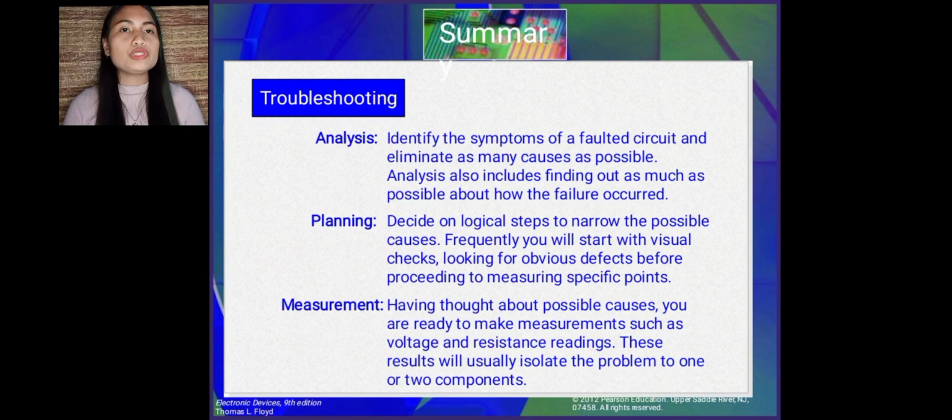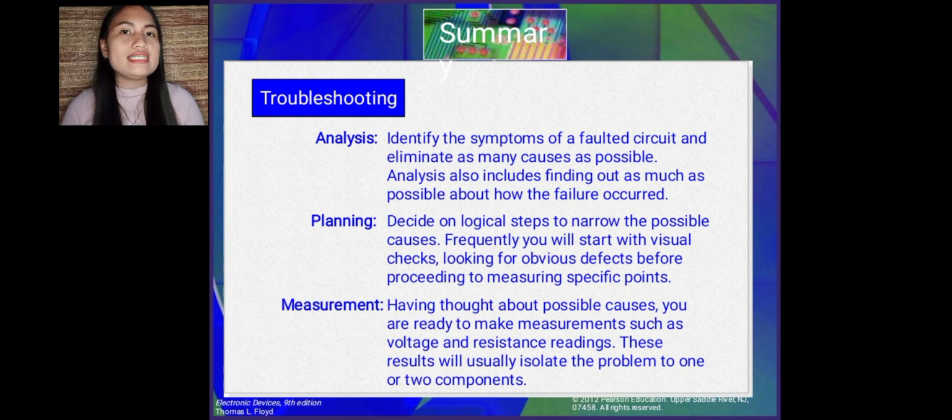So, ang troubleshooting is the application of logical thinking combined with a thorough knowledge of circuit or system operation to identify and correct a malfunction. A systematic approach to troubleshooting consists of 3 steps. First is ang analysis, planning, and measurement.